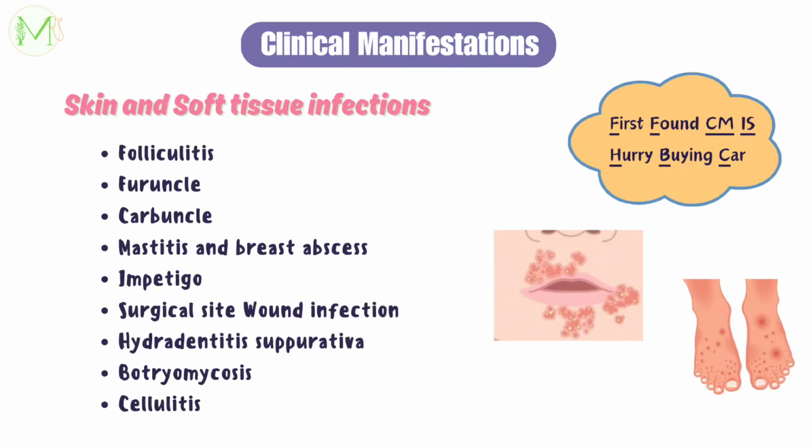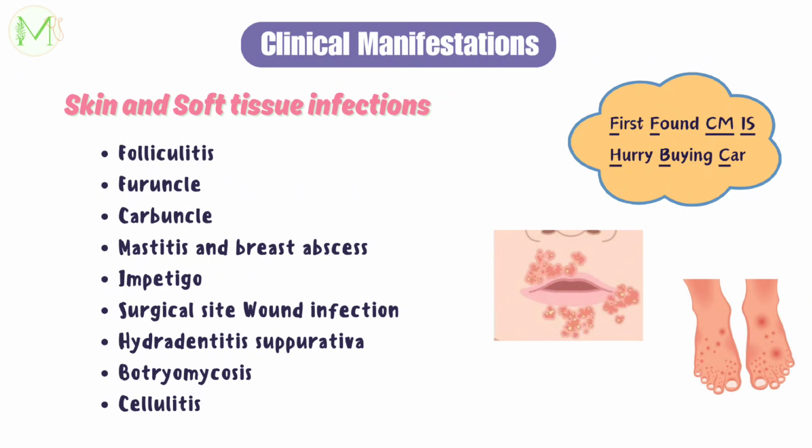Now let's see what skin and soft tissue infections this bacteria can cause. It may seem a lot, but trust me, I have some easy mnemonics for you to remember. The mnemonic for the skin and soft tissue infections caused by this bacteria is "First found CM is hurry buying car". So let's see what the infections are.